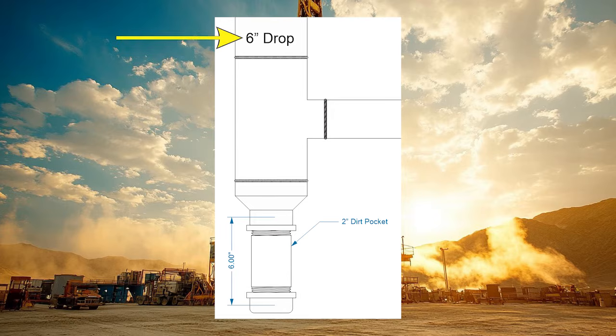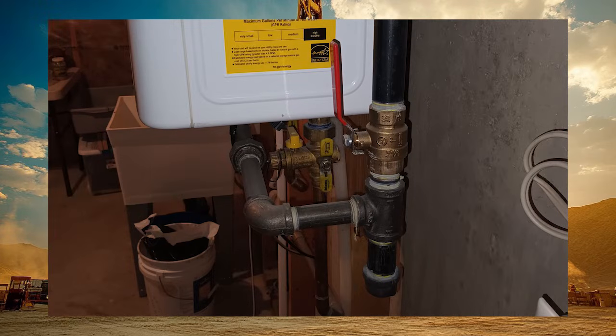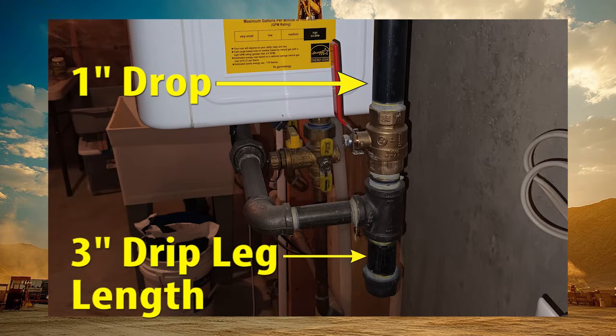Example, if I had a drop coming down that was 6 inches in diameter, I would need a 6-inch nipple for my dirt pocket. Unless you are in an industrial setting, you're going to find that most of the drops coming down to your appliances are 2 inches or less, meaning the typical length of your dirt pocket is going to be 3 inches in length.